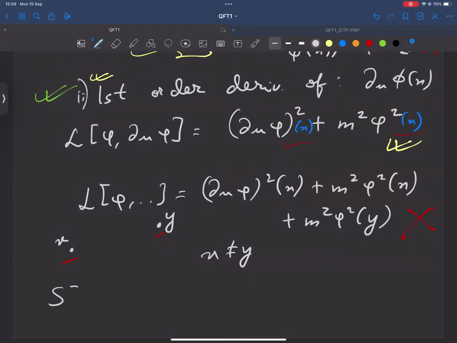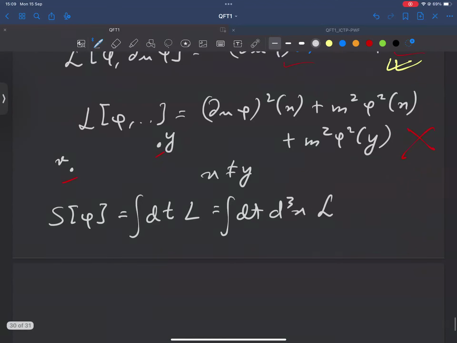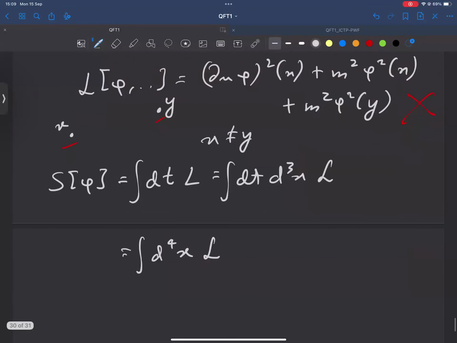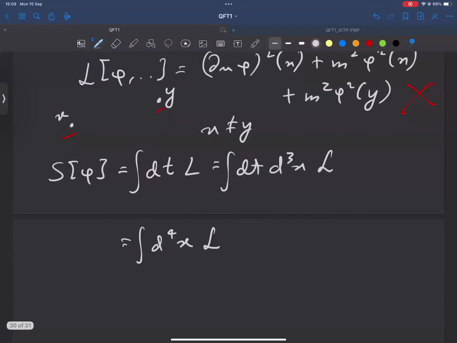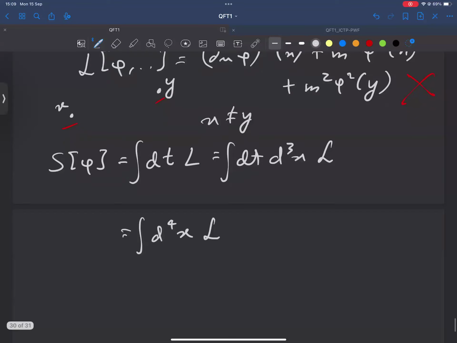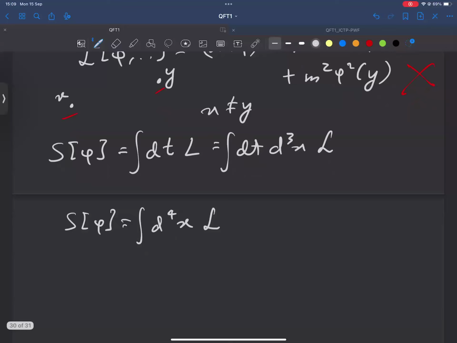Now the action, just like in classical mechanics, is just the integral of dt L, and that's dt d3x this L. You can compactly write it as d4x times L. So that's the action, which is a straightforward generalization from the classical mechanics case. Okay, now that we understand writing Lagrangians for classical fields, let's move on to deriving equations of motion.